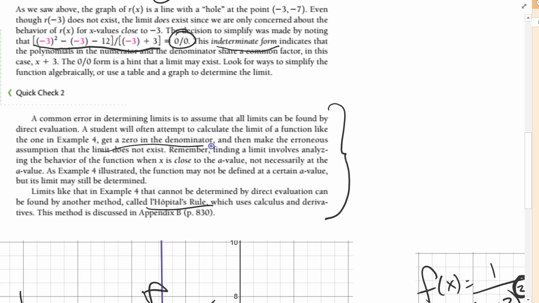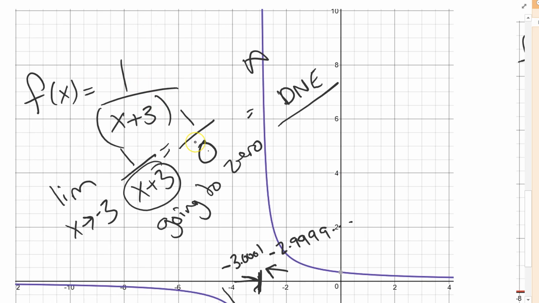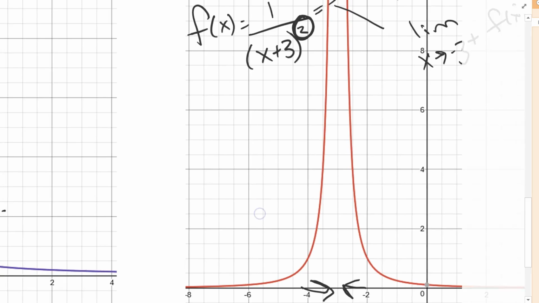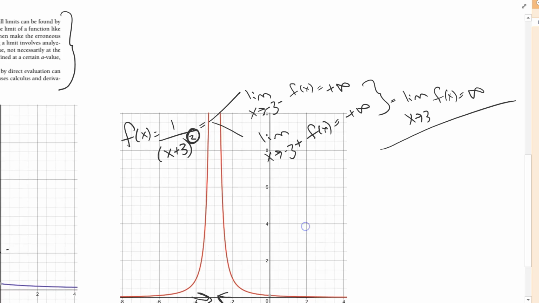If you get a 0 in the denominator, then you know you have to do more work, that you're not completely done. But here we get a constant in the numerator and a 0 in the denominator. We have to check the right side and the left side. Here it doesn't exist. Here I have a constant over something going to 0, but it does exist. Checking the right side and the left side, they both go to positive infinity, so it does exist.